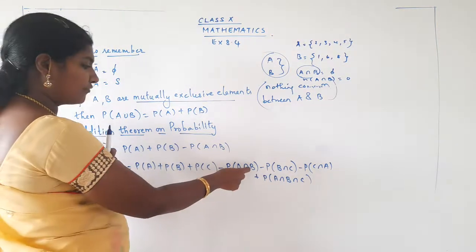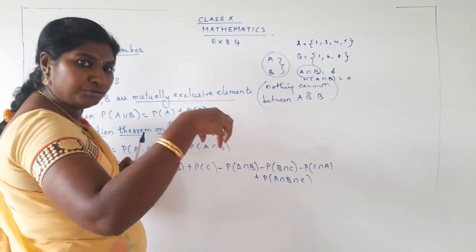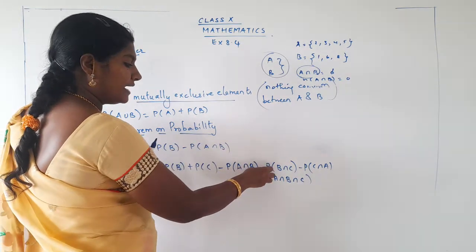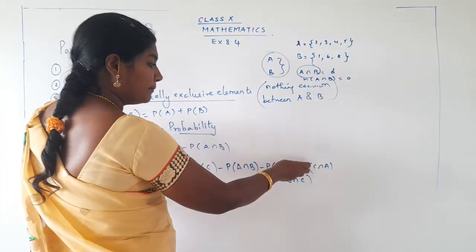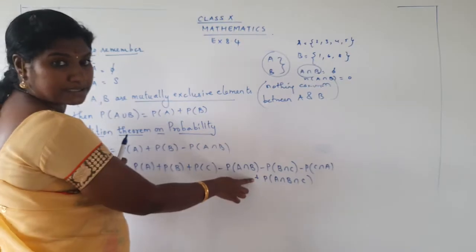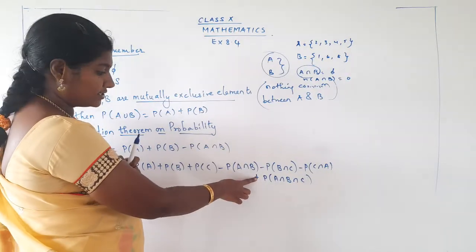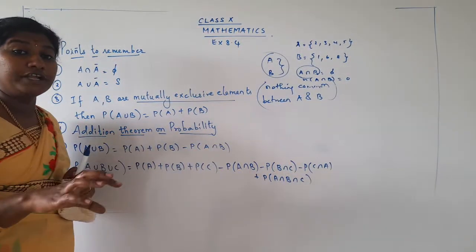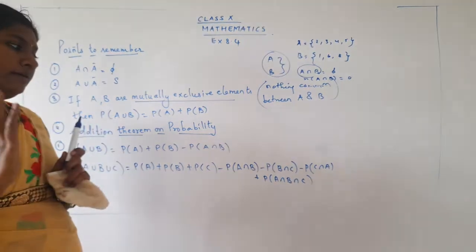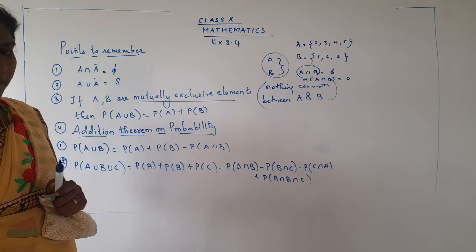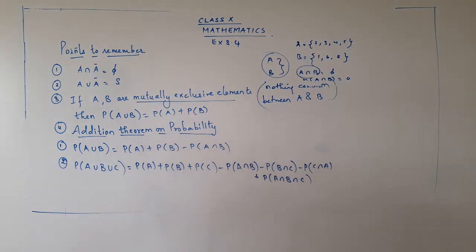So what you have to do? You have to take the intersection for two events separately, like minus P of A intersection B, minus P of B intersection C, minus P of C intersection A, and the last term is with the positive sign and it is P of A intersection B intersection C. Then you have to take the intersection of all the 3 events together. Okay, children, so these are the points that you have to take down. Write down the points quickly.